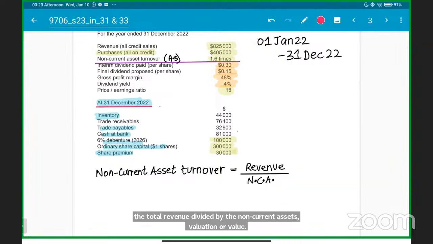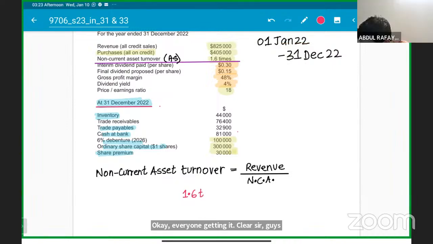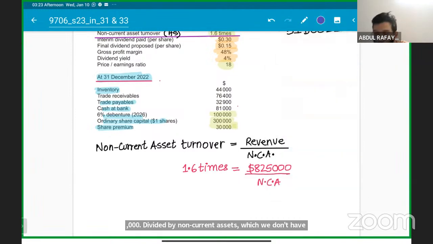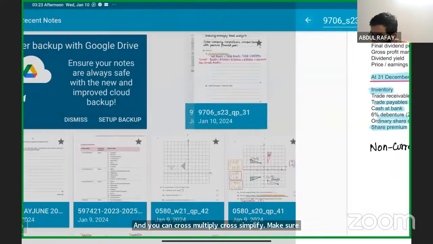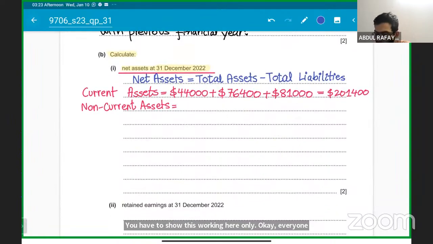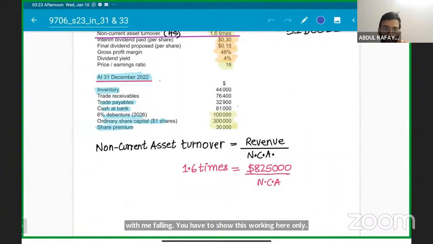So we can simply say here that we have the ratio of 1.6 times. We have the revenue, all credit sales, 825,000. So it's simple, students. 825,000 divided by non-current assets, which we don't have, equals 1.6 times. And you can cross multiply, cross simplify. You have to show this working here only, because it is better to understand there since all of the values are there.